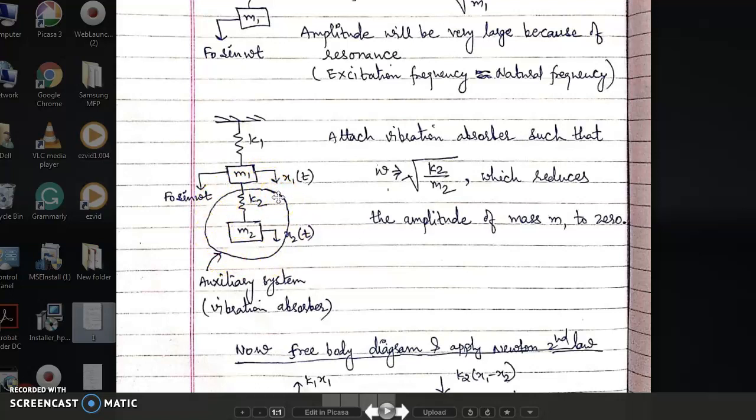In previous lecture I have discussed. So we would have one condition such that omega will be root K2 upon M2, which reduces the amplitude of mass M1 to 0. Okay, our purpose is to reduce the vibration of M1, and we are reducing to 0 only if omega is equal to root K2 by M2. K2 is here, M2 is here, that is vibration absorber. Okay, so how it came? So we will discuss today.